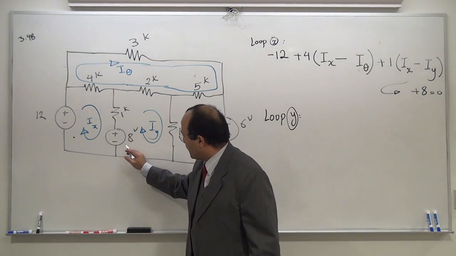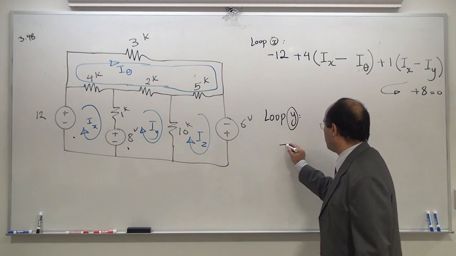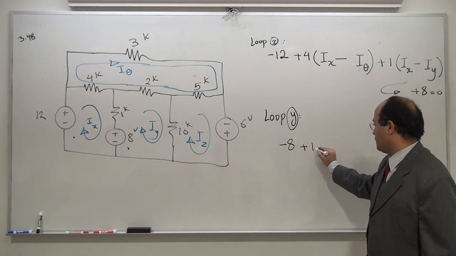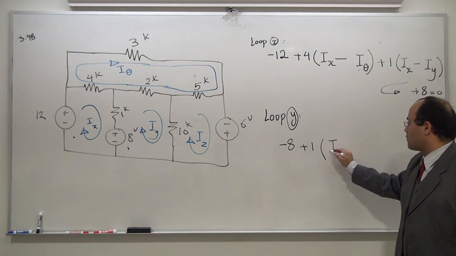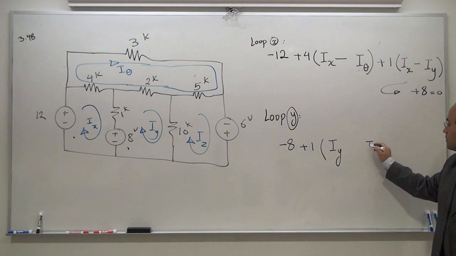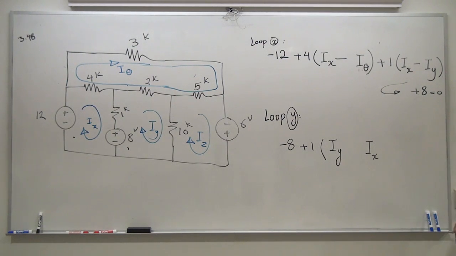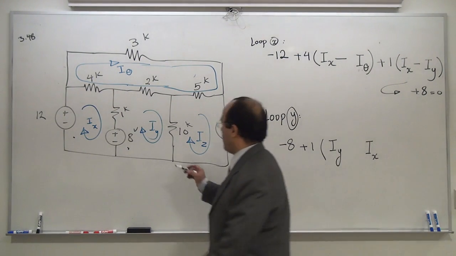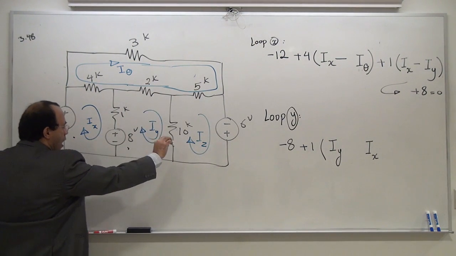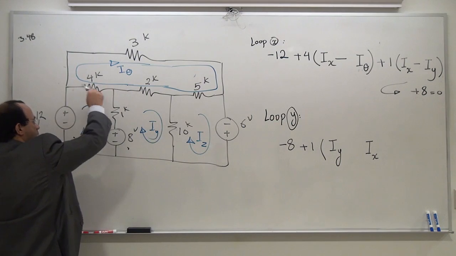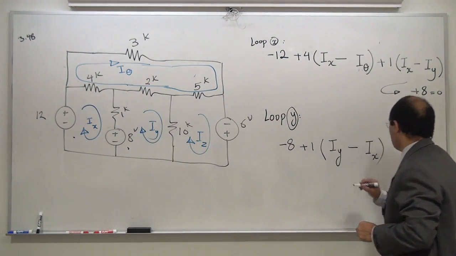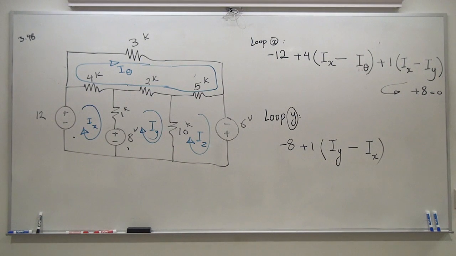Well, Ix is coming in, hits the minus 8 polarity first. Then it gets to 1K. Iy is obviously the leader. Ix is obviously the follower. So Iy, Ix, we are talking about 1K. Iy is going this way. Ix is actually opposing it. So it's going to be subtraction, because they are not in the same direction.